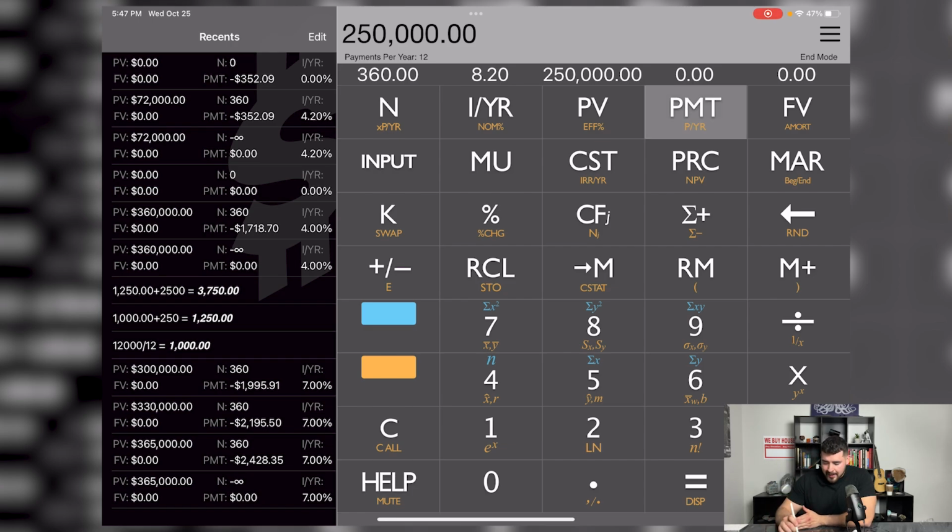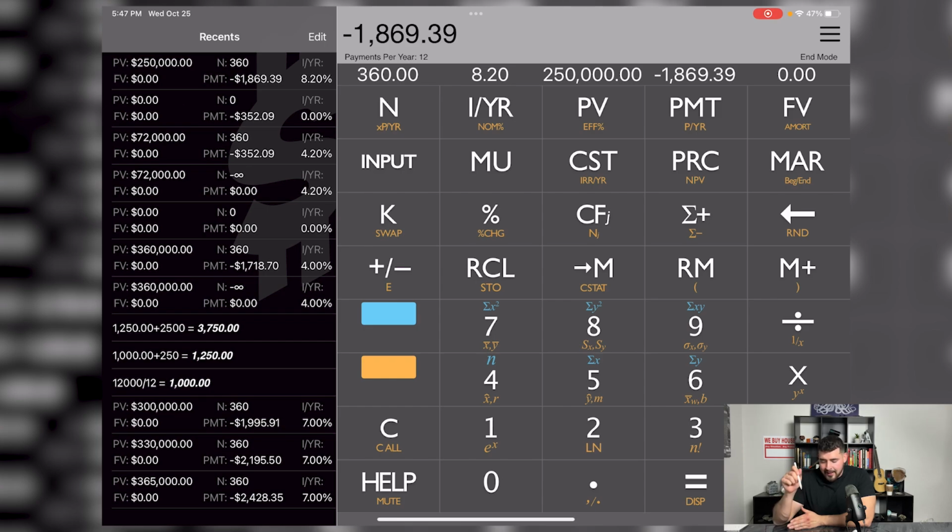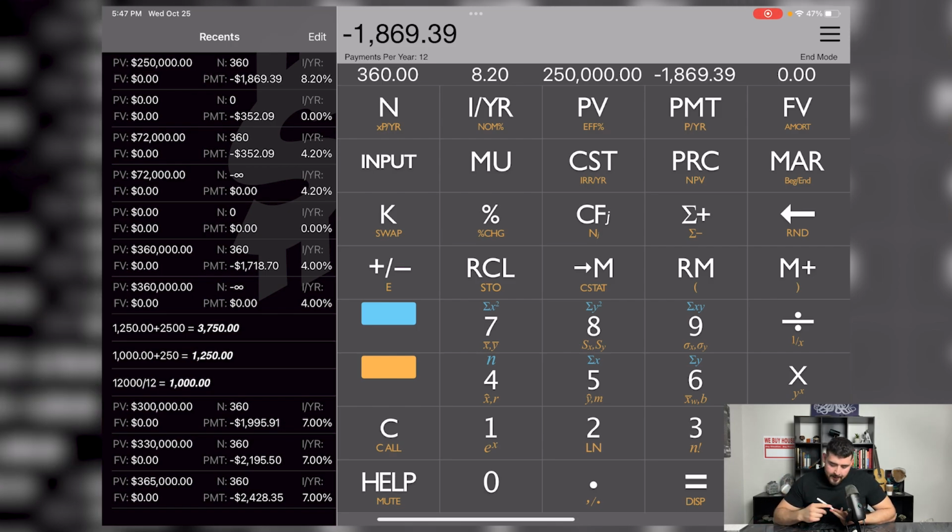Important to note, when I click the payment, it's going to give me the payment in a negative. So the payment is always going to be reflected in a negative light. The reason is it's going to cost you money, right? It's a payment. It's negative. It has to be negative. So it's going to cost me $1,869.39 for the next 30 years in order to pay off this $250,000 loan at an 8.2% rate.